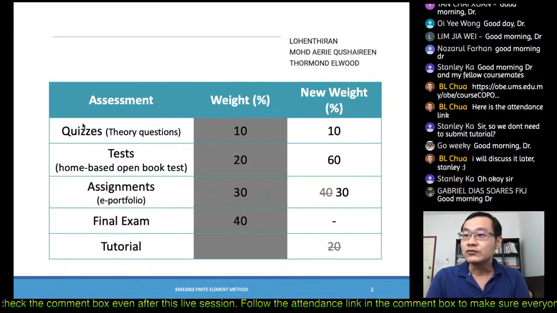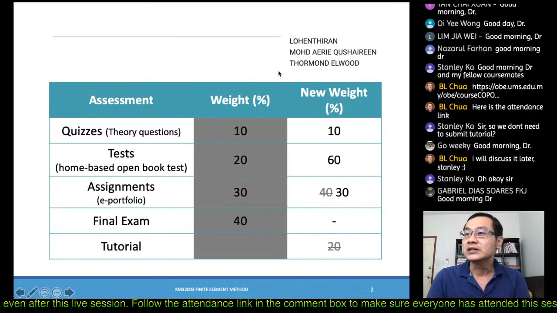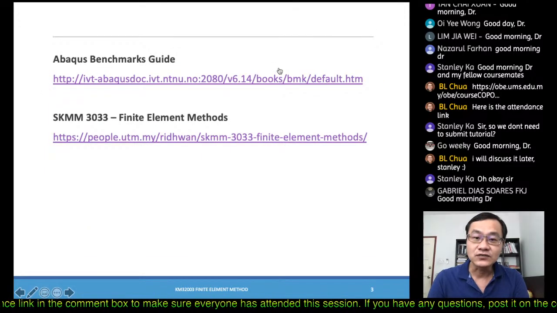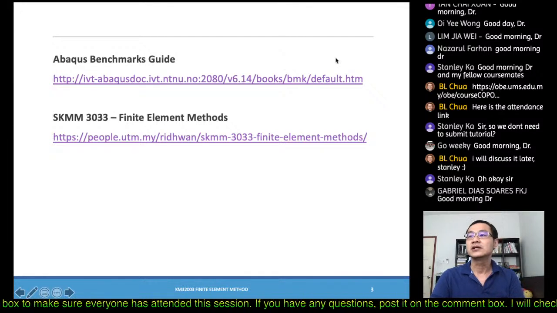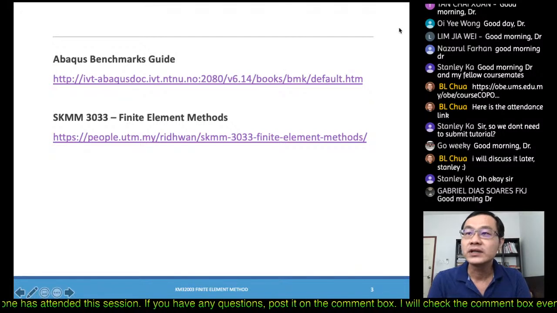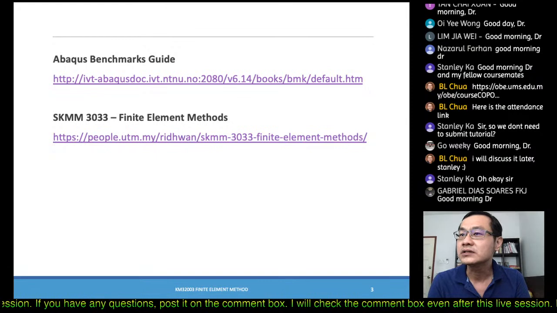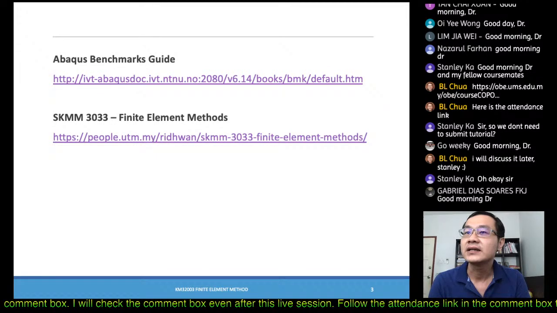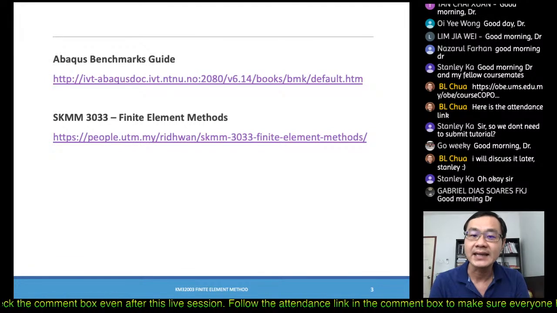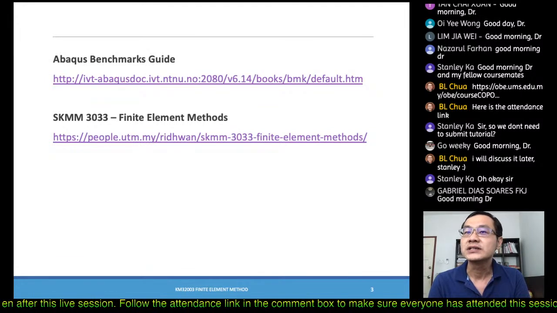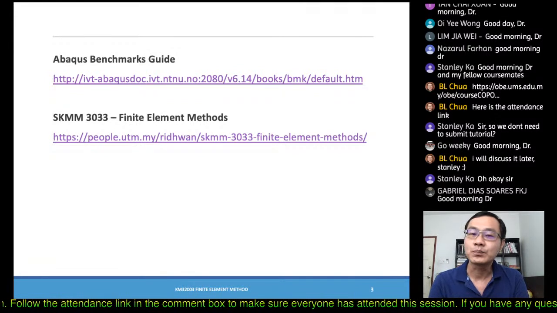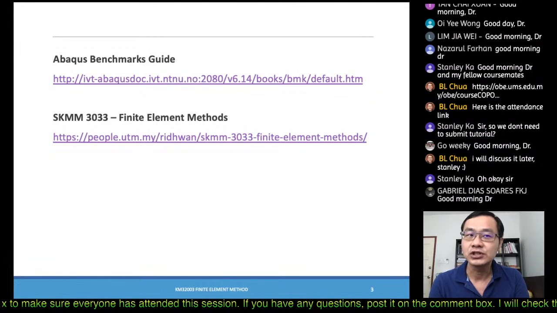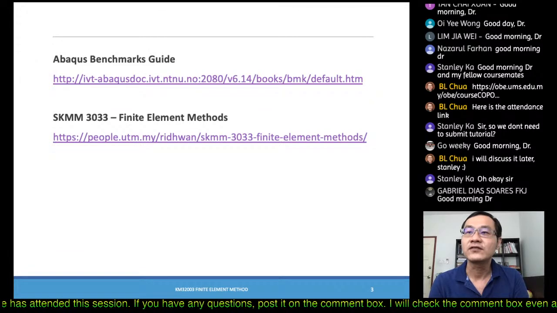So now we move into this section about the heat transfer related applications. Before we start, I give you these 2 links where you can find the benchmark guide used in Abaqus. This is part of the Abaqus menu. I believe other commercial software also have this benchmark.